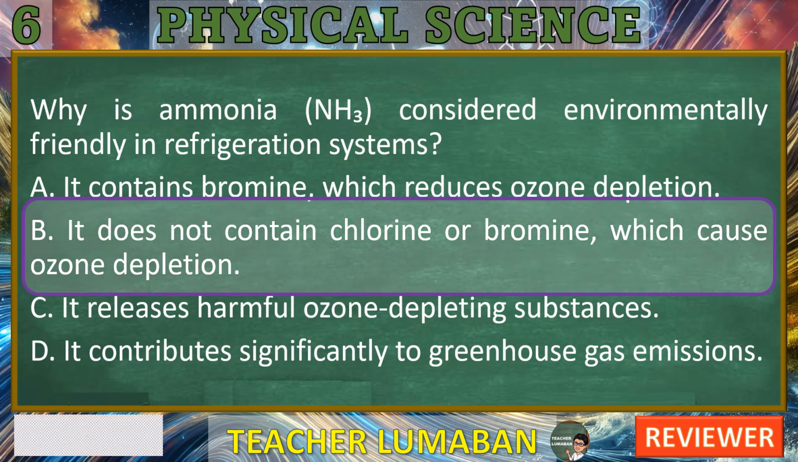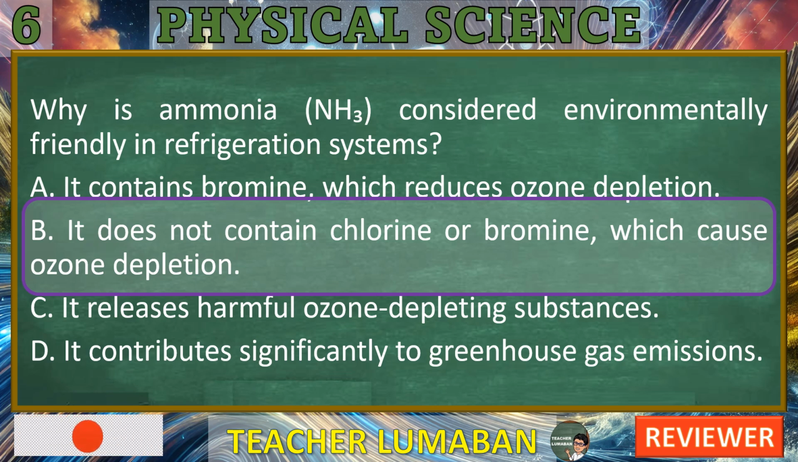The correct answer is B. It does not contain chlorine or bromine, which cause ozone depletion. Here's why ammonia, NH3, is considered environmentally friendly in refrigeration systems. A. It contains bromine, which reduces ozone depletion. This is false. Ammonia does not contain bromine, and bromine is actually harmful to the ozone layer when present in certain compounds like halogens. B. It does not contain chlorine or bromine, which cause ozone depletion. This is true. Ammonia is a natural refrigerant that does not contain chlorine or bromine, the key elements responsible for depleting the ozone layer in compounds like CFCs, chlorofluorocarbons, and halogens.